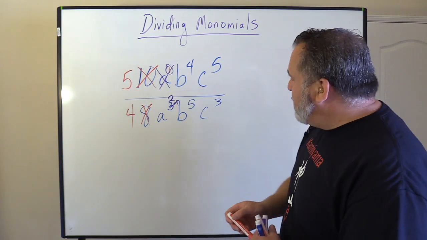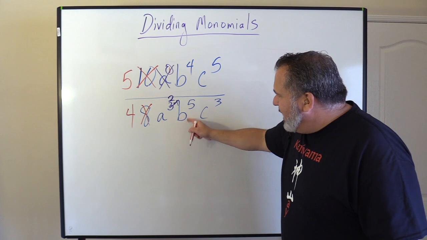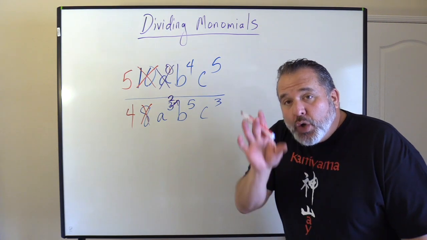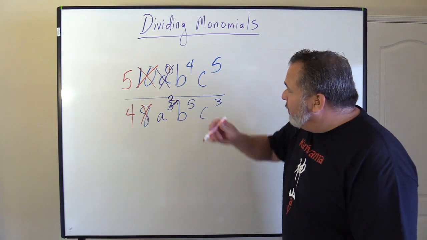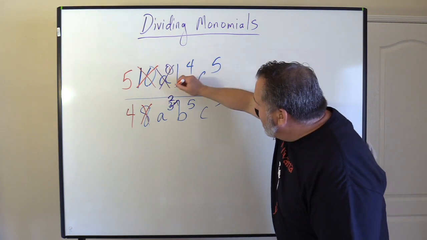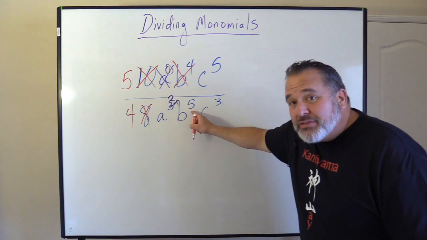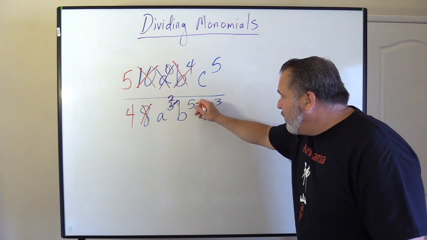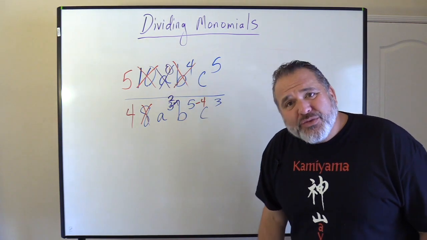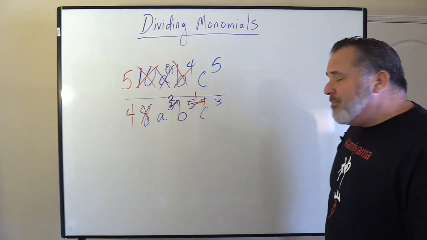Now let's take a look at the B's. Now I got B to the 4 and I got B to the 5th. Which exponent of the B is smaller? The 4 or 5? The 4, right? So look what I do again. I cross off the B to the 4. And then what I do with this 5 is I'm going to subtract away the exponent that was on top, which is 4. Now what's 5 minus 4? 1. So I'm going to put a 1 here and I get rid of that.